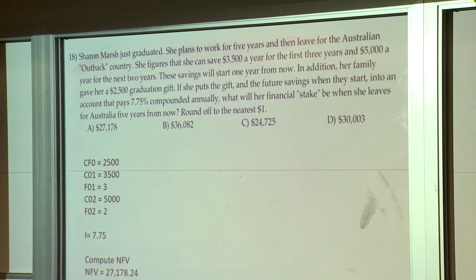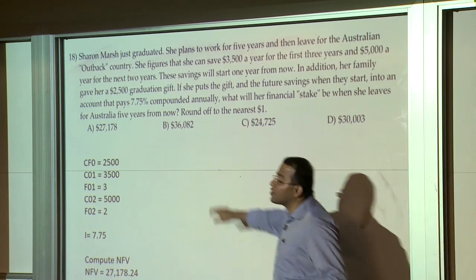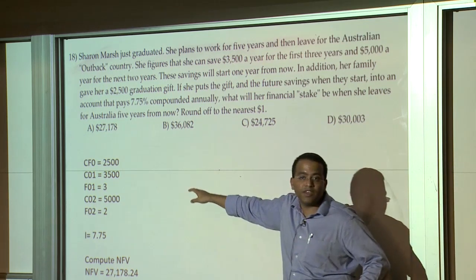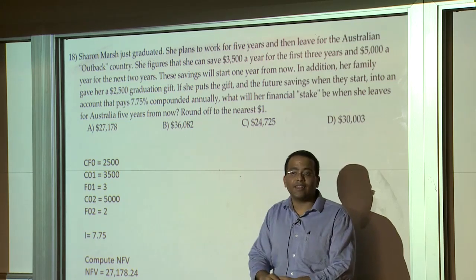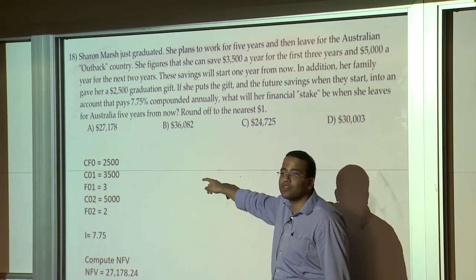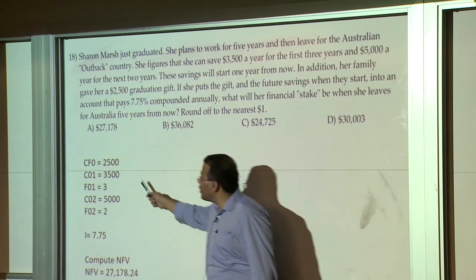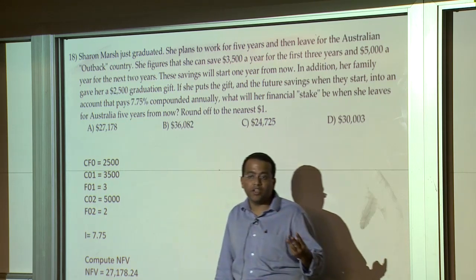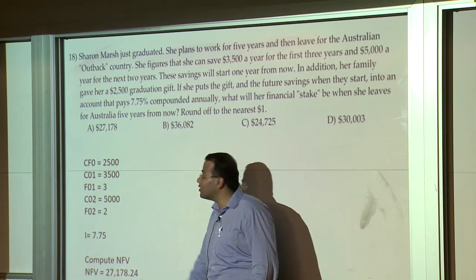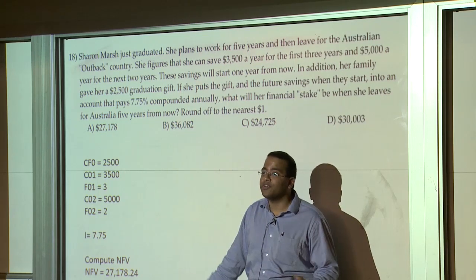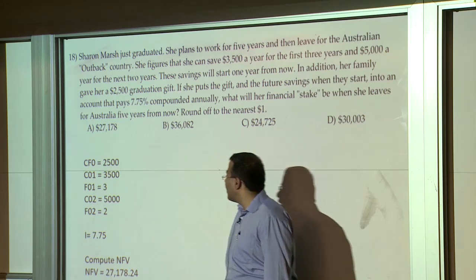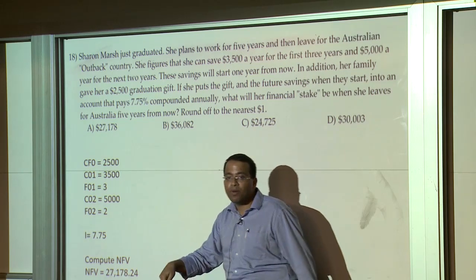You can solve it using your cash flow button. So CF0 is 2,500. Here you do have a CF0 because there is something that she puts into the bank account right now, and that's the graduation gift of 2,500. The C01 of 3,500, and she gets that for 3 years, so F01 is 3. The C02, which is 5,000, she gets that for 2 years, so F02 is 2. Then you click on the NPV button.